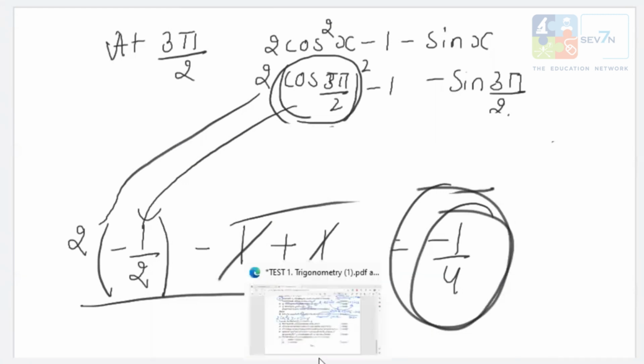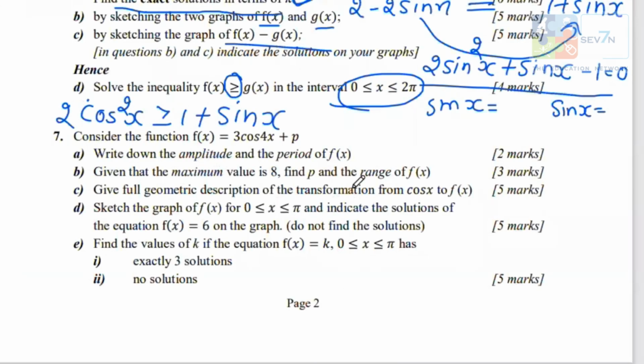Like if we are doing the 7th question, in the 7th question we are finding the amplitude, the maximum value. So I think in this question you are able to find each and everything. See, construct the function 3 cos 4x plus p. Write down the amplitude and the period of fx. The amplitude is given as 3, right? Amplitude is 3 and the period of fx is what? Pi by 2. Yes, the period will be pi by 2.